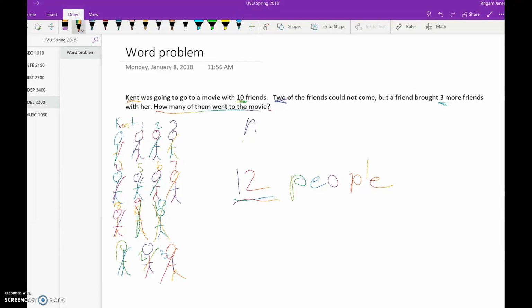I did it in OneNote. I could have also posted a video on paper, but this can be helpful if you're doing an online resource or something that they don't remember how to get to or anything like that. So yeah, that's how you do your 2-step story problem here.